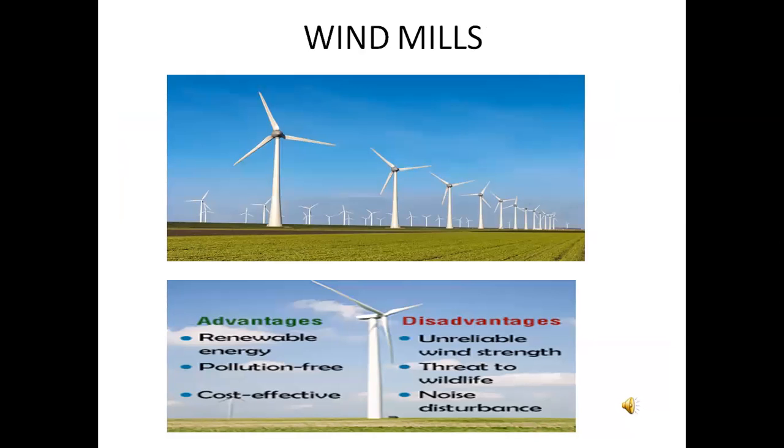And last one, windmills. These are another source of electricity. In windmills, wind energy is used to rotate the turbine to produce electricity. Here, kinetic energy is converted into electrical energy. And already we know that in a hydel power station, kinetic energy is converted to electrical energy, like windmills.